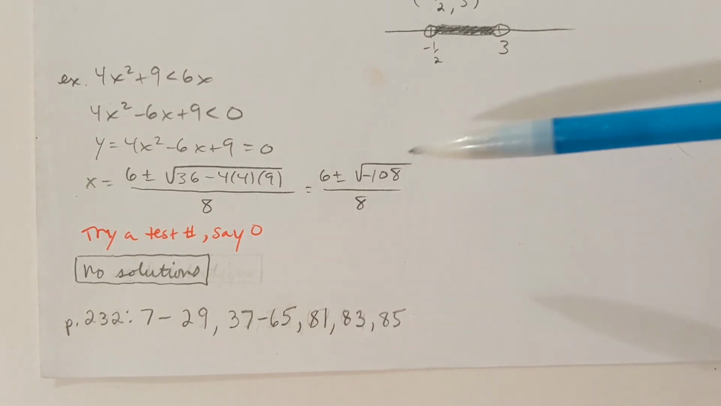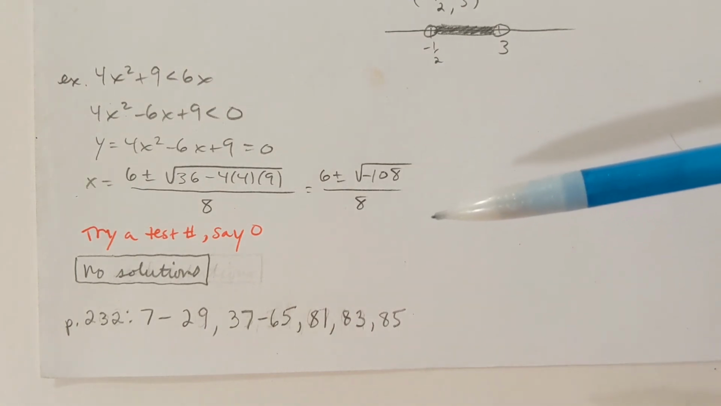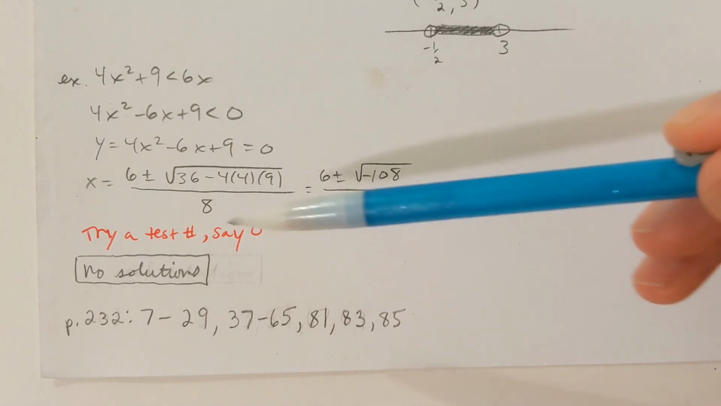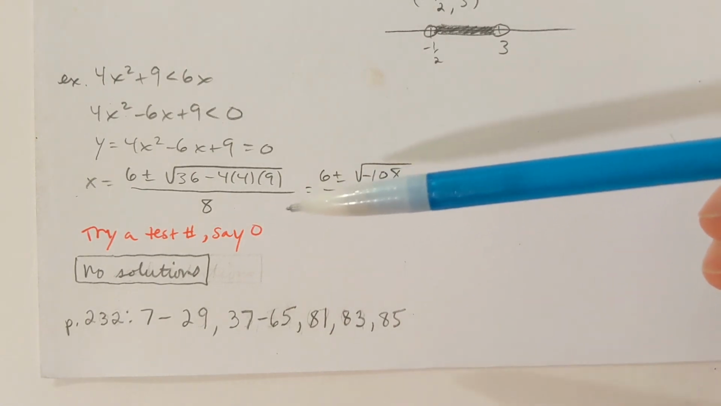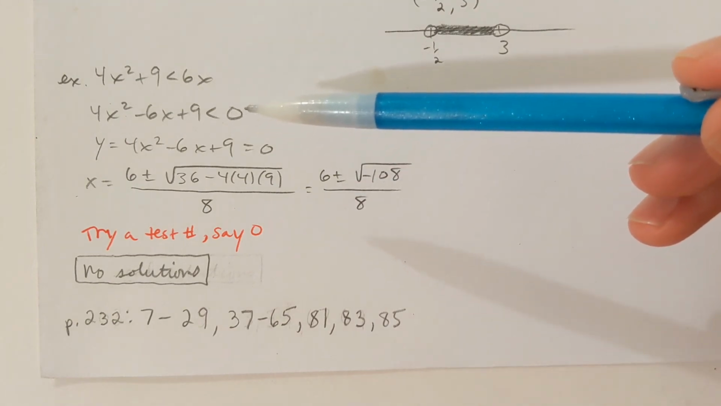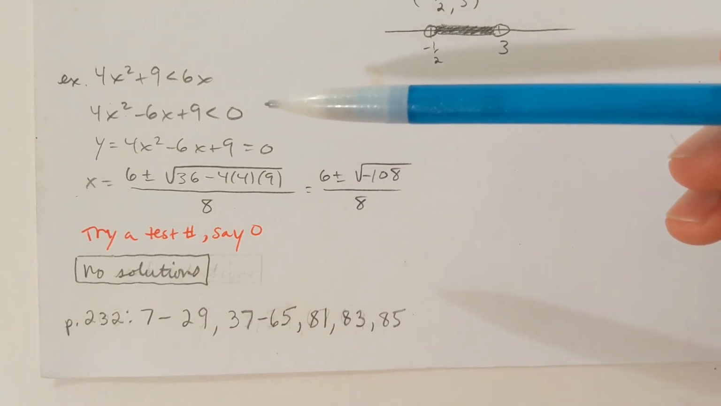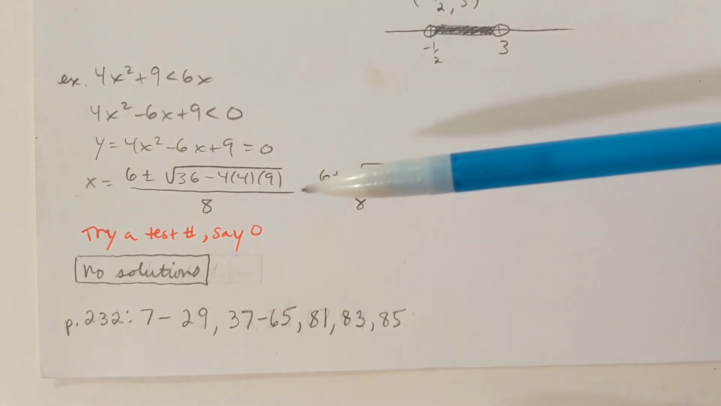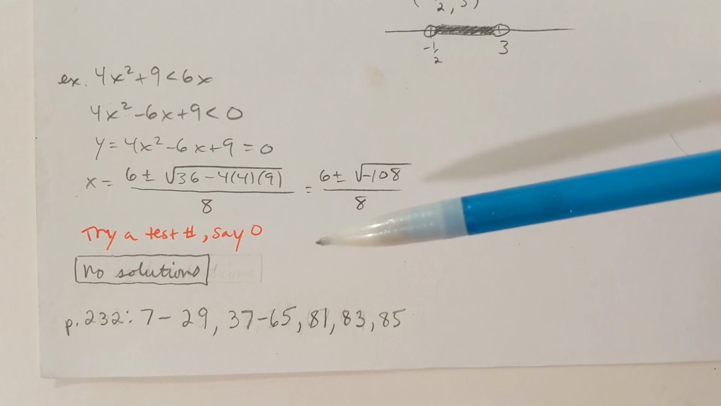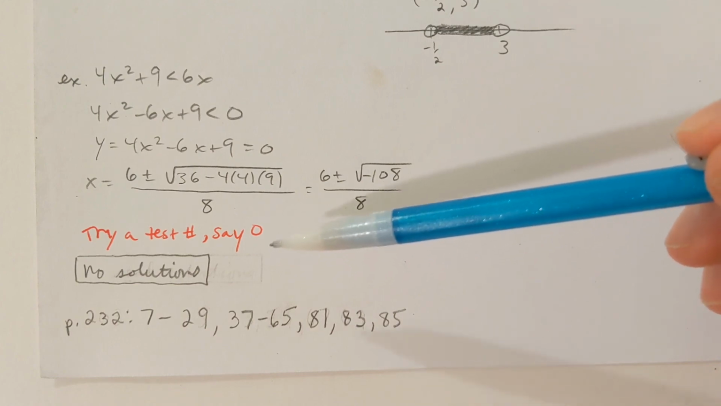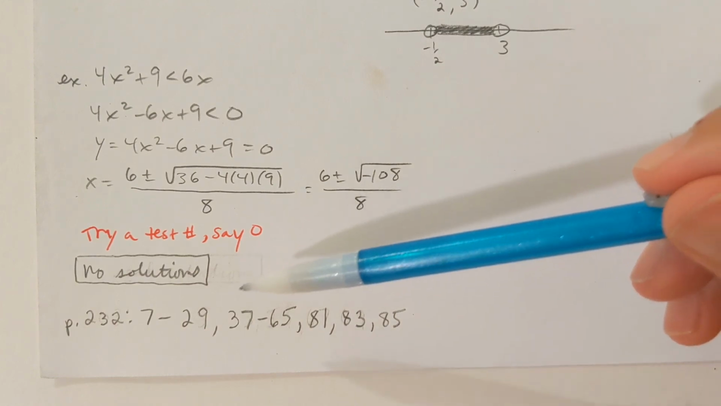So whenever you have the square root of a negative, there's not going to be any table that you're going to make. You're going to try a test number, say 0, since 0 is the easiest, and see if that number produces something that's false or something that's true. If the number produces something false, any number that you select is going to produce something false. If the number is true, any number that is selected is going to produce something true. So no solutions is the answer there.